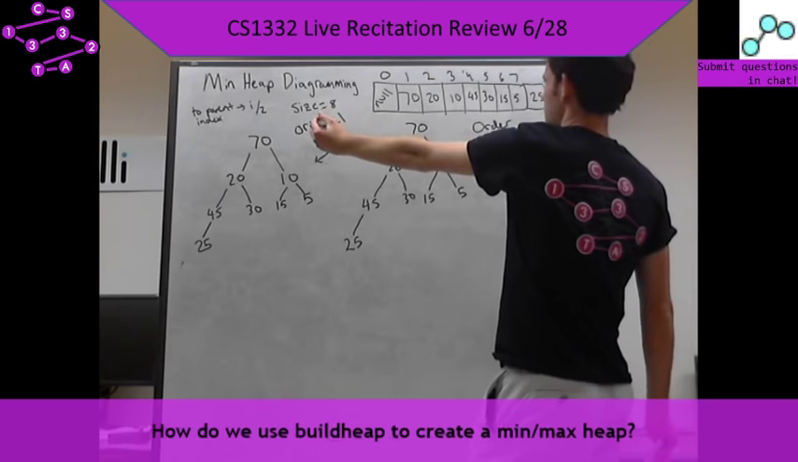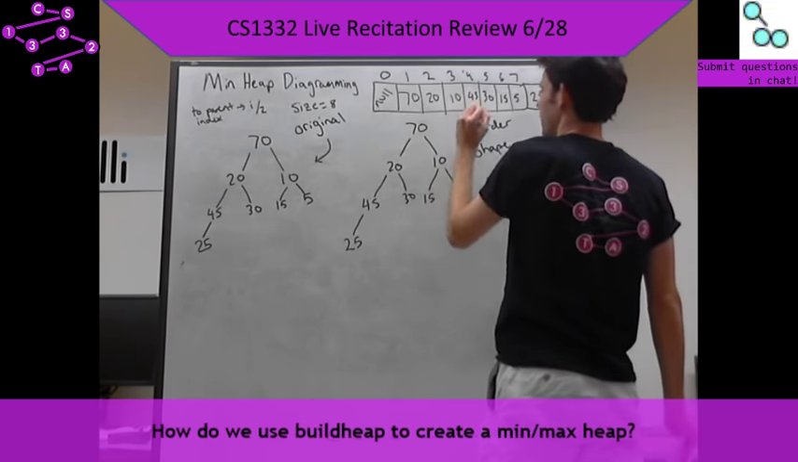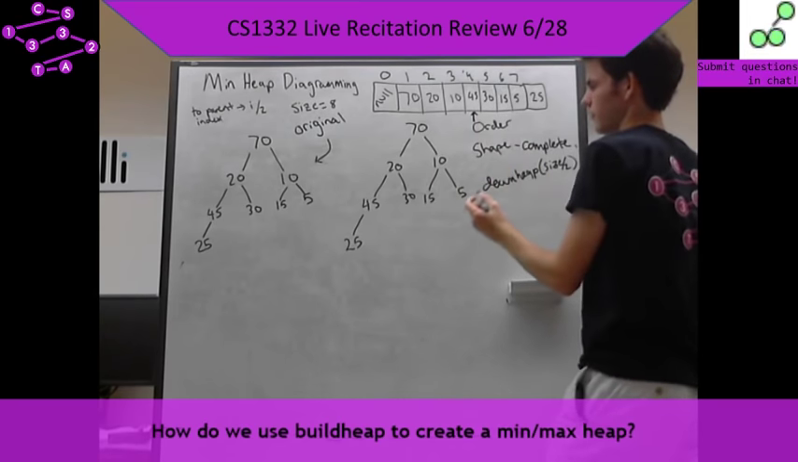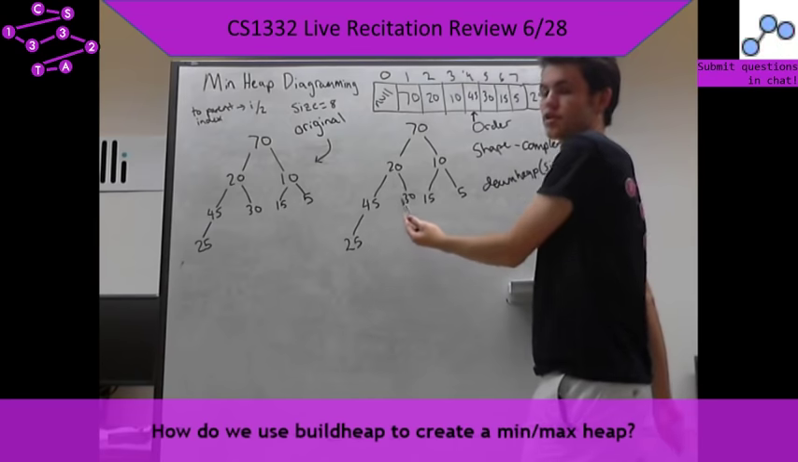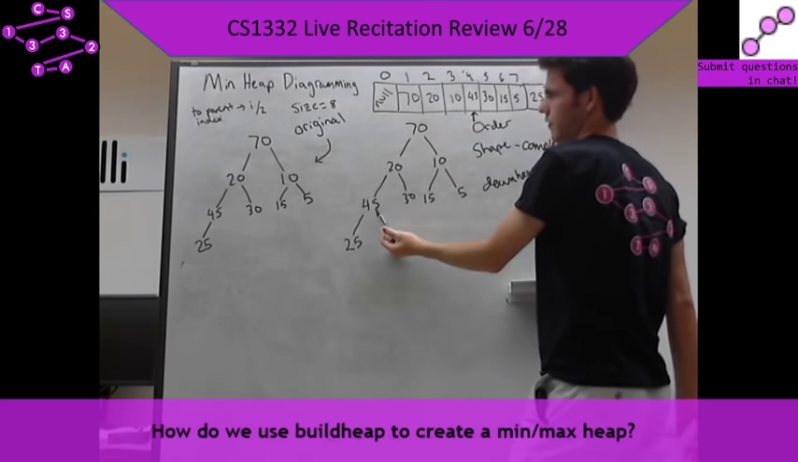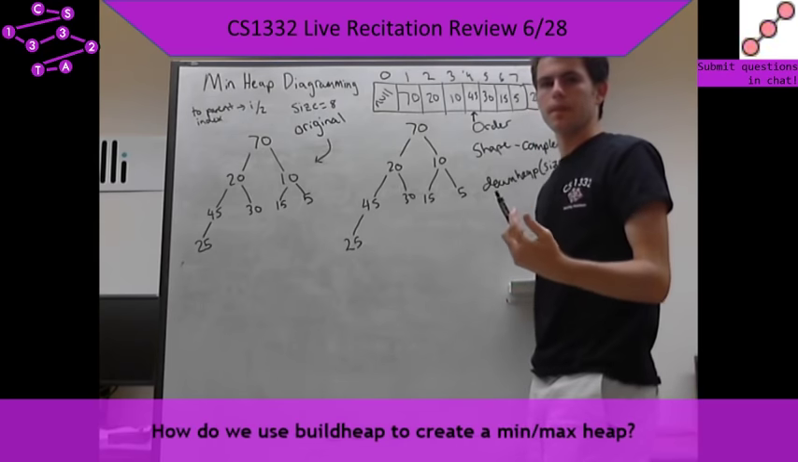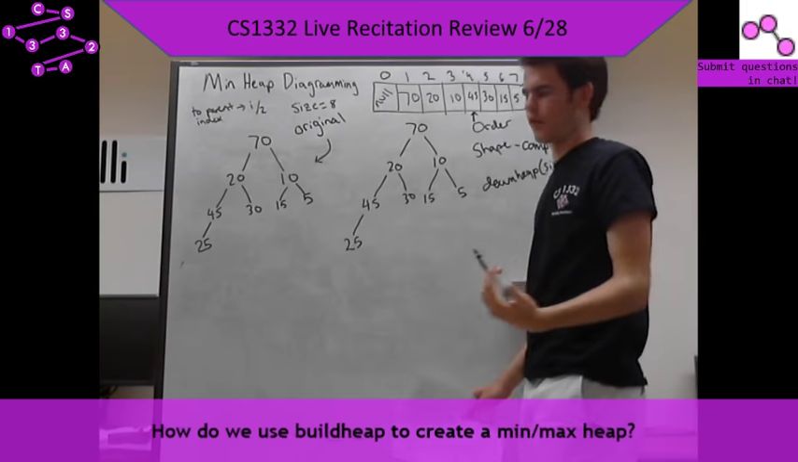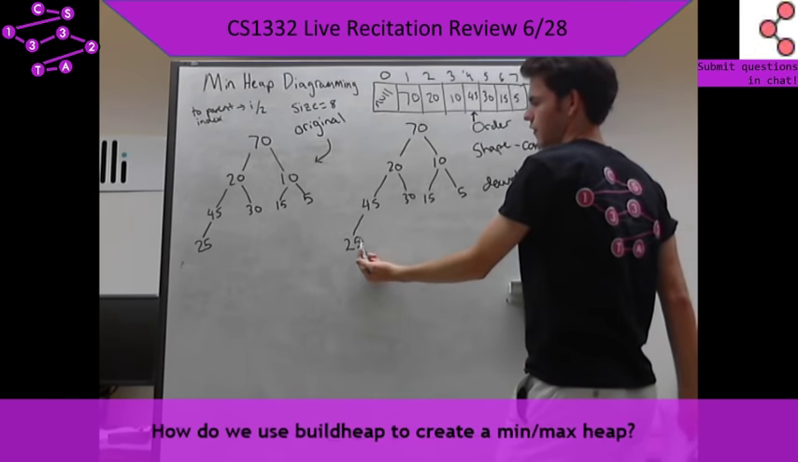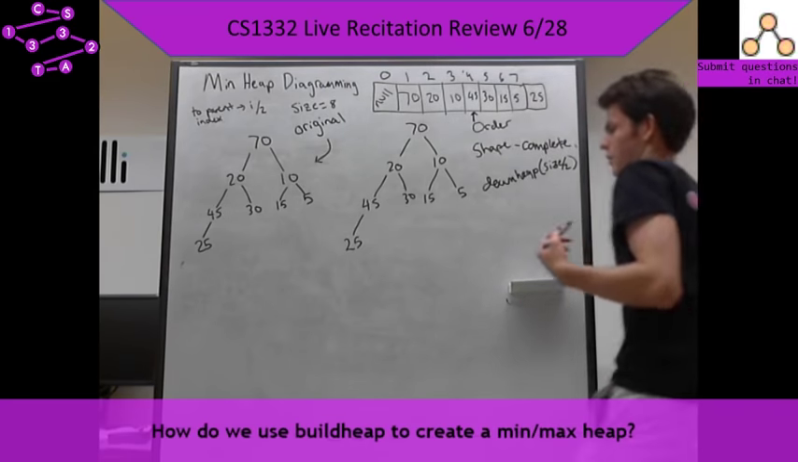I'm going to get started. Size is 8, so I'm going to start down heaping at index 4, which is 45. This makes sense because this is the deepest node in the tree that has a child. I'm doing a min heap, so first I need to determine the min child. There's only one child, so that's easy, it's 25. Then I check, is 25 less than its parent, 45? It is, so I'm going to swap the two.